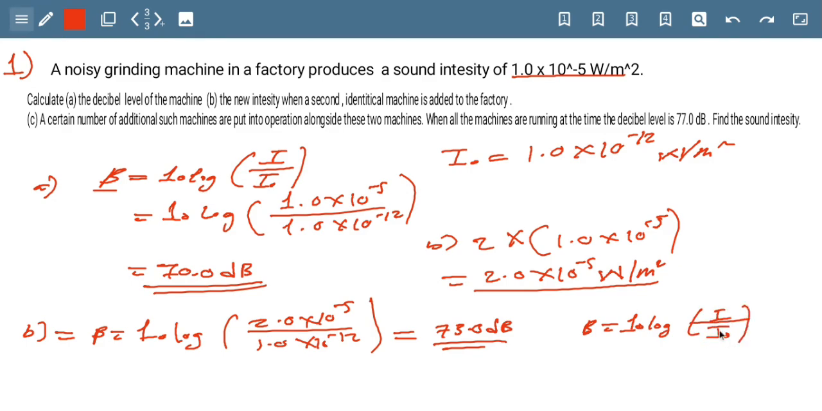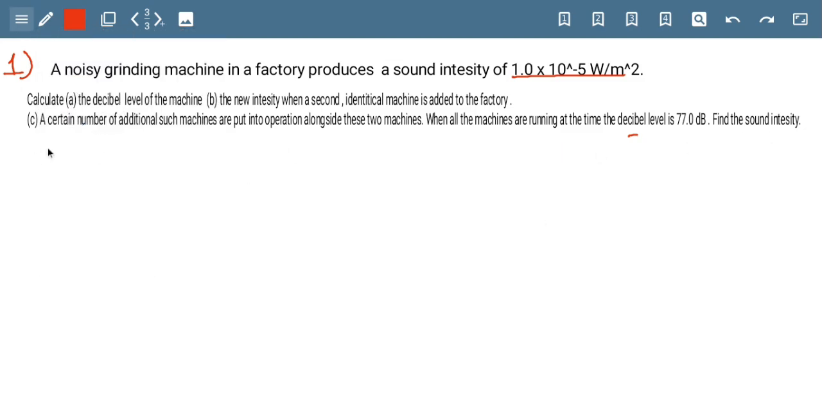So this is what we have. We want to make the intensity the subject of the formula. We have the decibel, which is equal to 77.0 decibels. Apart from that, we have the initial sound intensity, which is 1.0 × 10^-12 watts per meter squared. We are finding the intensity, which we don't know. We can write what we have.